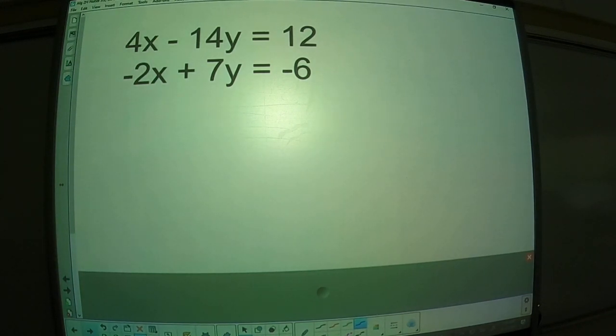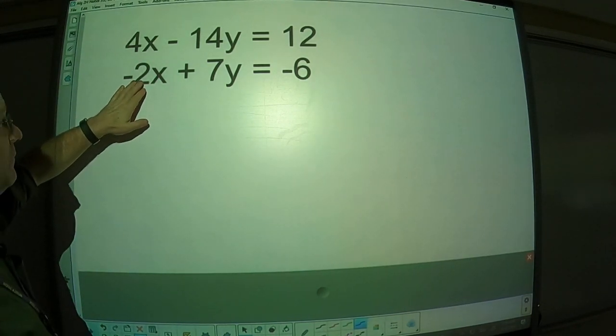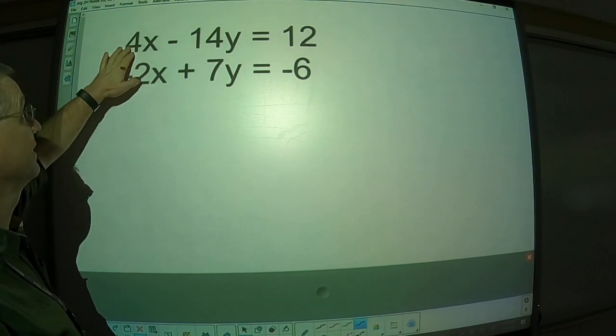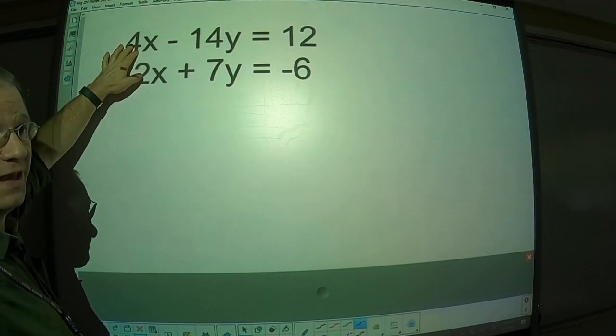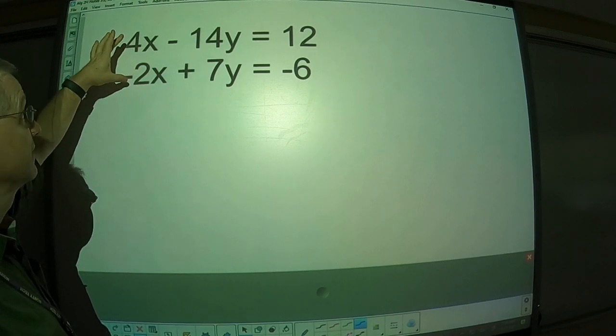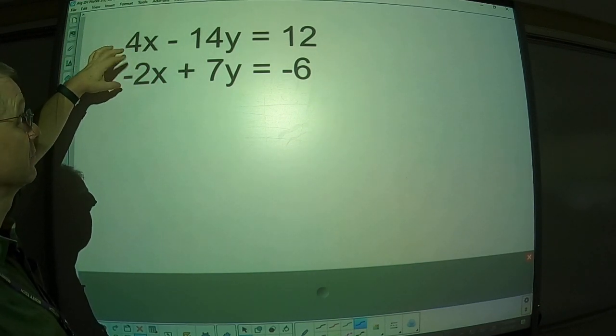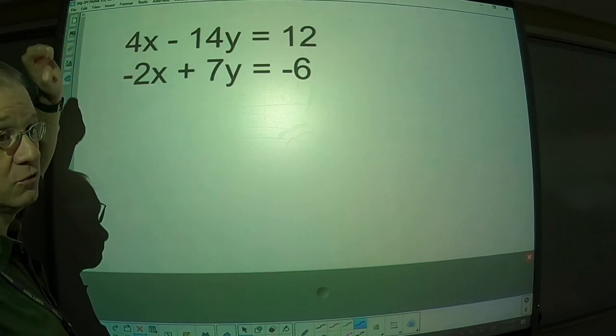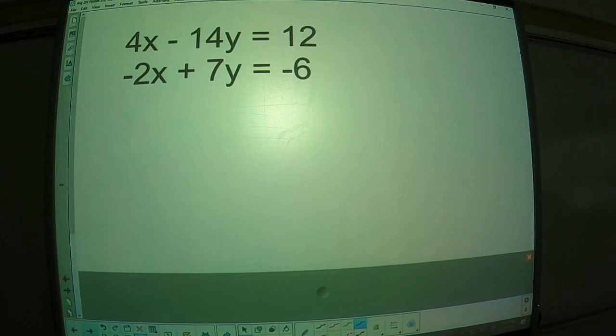Sometimes it can just be one line. Like if I multiply negative 2 times 2, I'm going to get negative 4, which will cancel out with positive 4, because these are multiples of each other. Like 4 is a multiple of 2. So I can see I can do that.